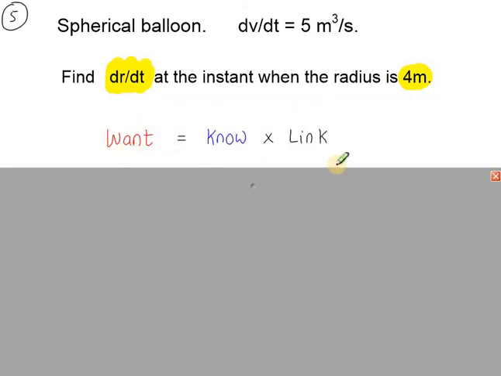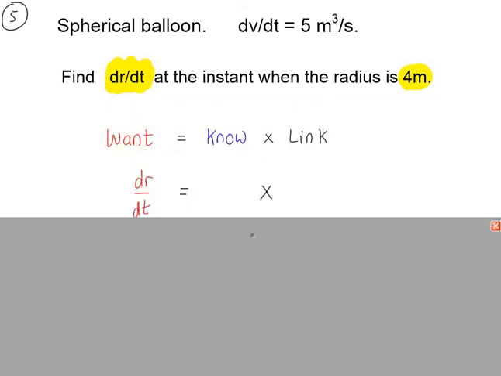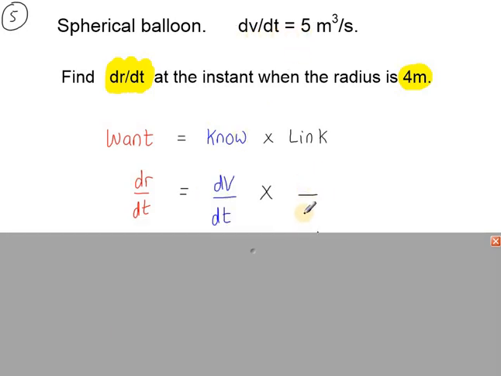Okay, so we need to find derivatives. What we want is dr by dt, so that goes here. We know that dv by dt is 5, so to work out the missing derivative, there's a dr on the left, so we need a dr on the right. There's no dv on the left, so we need to eliminate that dv by putting dv in the denominator here.